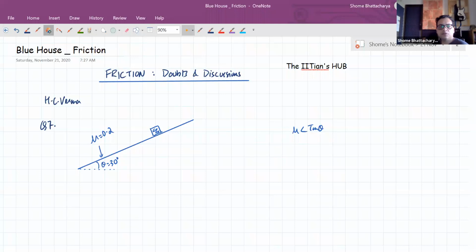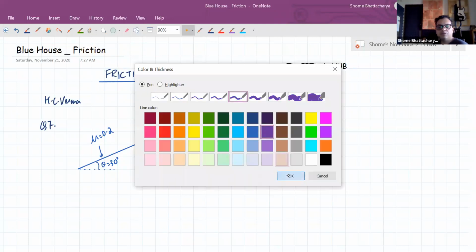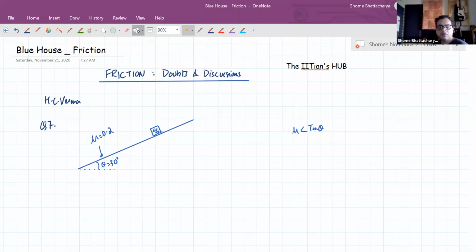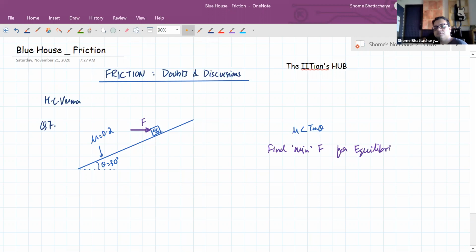In the seventh part of the question, they are saying that apply the force horizontally. What is the minimum amount of force we require? So horizontally means we are pushing it like this. We are applying an external horizontal force. So we have to find the minimum magnitude of F so that the block does not slip for equilibrium condition. So it's a limiting friction problem.